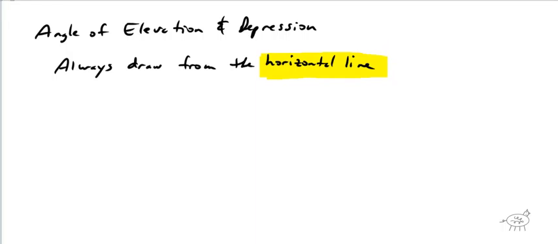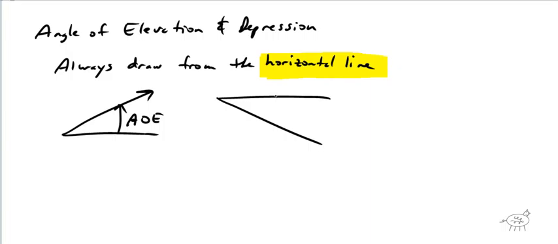So let me just really quickly explain this. Here's the horizontal line, and this is the angle of elevation. So it goes up because it's elevating, you go up. And then angle of depression is always, again, from the horizontal line going down. So it's angle of depression. Okay, but always from the horizontal line.